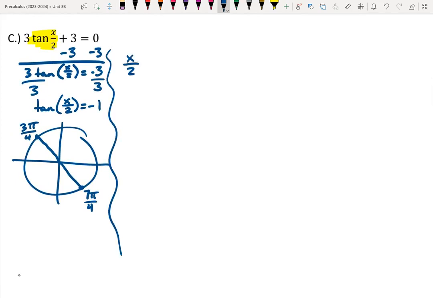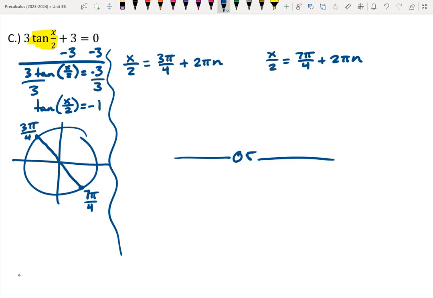So x over 2, Jet, what would be x over 2 equal to? 3 pi over 4. Plus? 2 pi n. I could do plus the 2 pi n. If I do the plus 2 pi n, then I have to do the other one. And that would be? 7 pi over 4 plus 2 pi n as well. Yep. And you could do that. Anybody want to give us the other way? What could I do with just one equation? How would I set that up? X over 2 equals what?